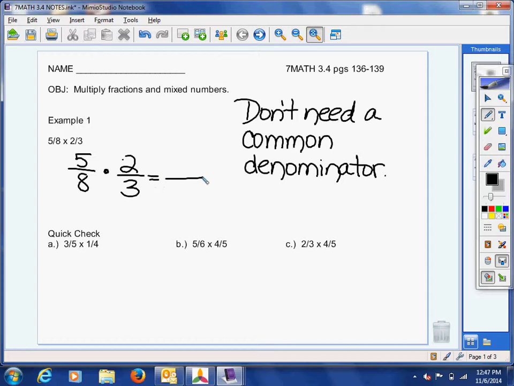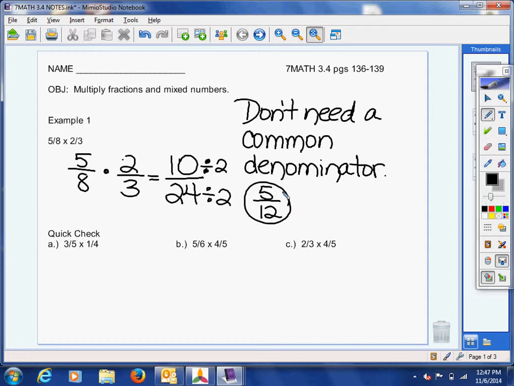All you do is exactly what it says. It says to multiply these two fractions together. So let's start with the numerator up top. What's 5 times 2? 10. What's 8 times 3? 24. And then, can you possibly reduce 10 over 24? Yes. By what number? 2. So let's reduce it top and bottom, and you'll end up with 5/12. And that's your answer.